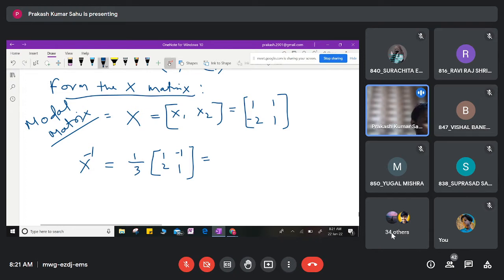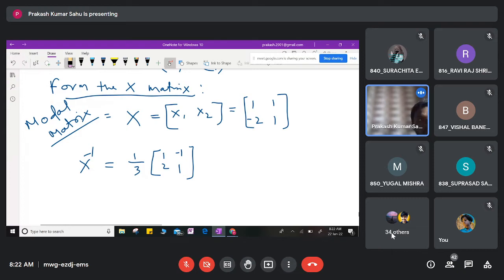Okay, 1 by 3, 1 minus 1, 2 1. So this will be, you can say this is 1 by 3. You write like this, no problem. So who's right? Inverse of a 2 cross 2 matrix is still direct. But if it is 3 cross 3, then you have to find the X inverse.